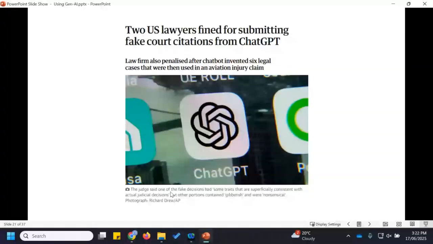Another example, 2 US lawyers were fined for submitting fake court citations from ChatGPT. So they've asked the chatbot to give them examples that they can use, and it's, again, created these cases that don't exist, but they look real because it knows what a legal case should look like. So always check the information that it gives you.